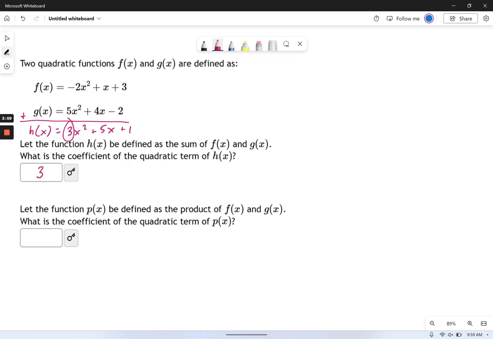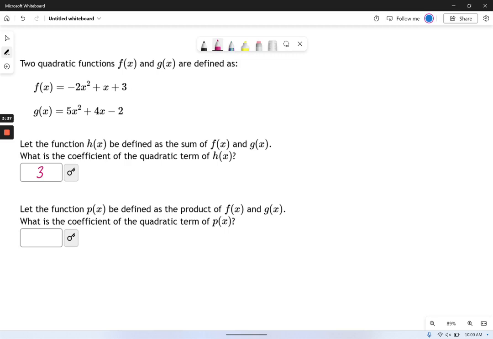Now, you'll notice I did some extra work that I didn't need to. I didn't need to figure out 5x and 1. I didn't need to add any of the terms other than the quadratic one. So I'm going to recommend that when it asks you for the quadratic anything, you just focus on that particular term. You don't worry about the linears or the constant values.